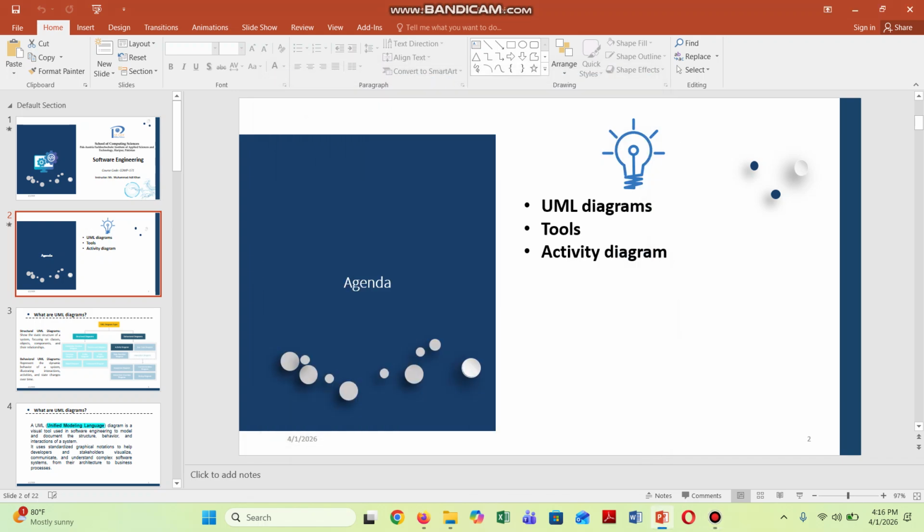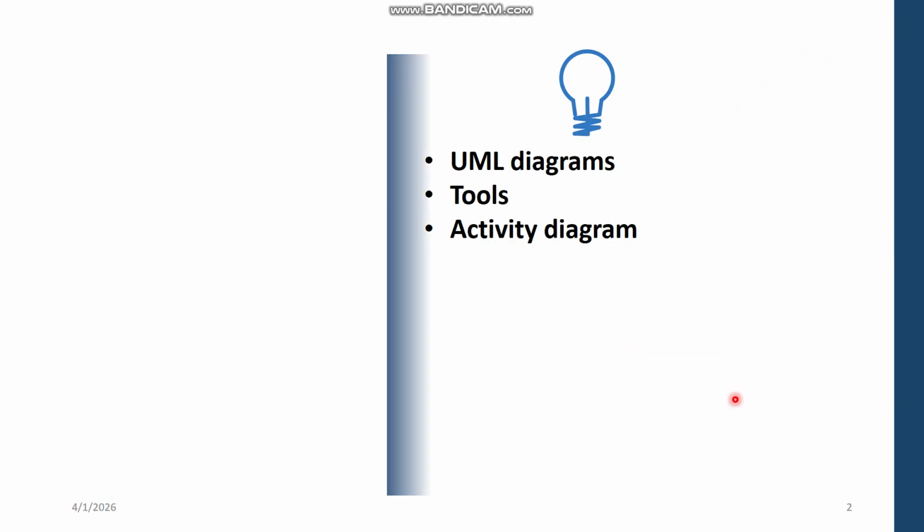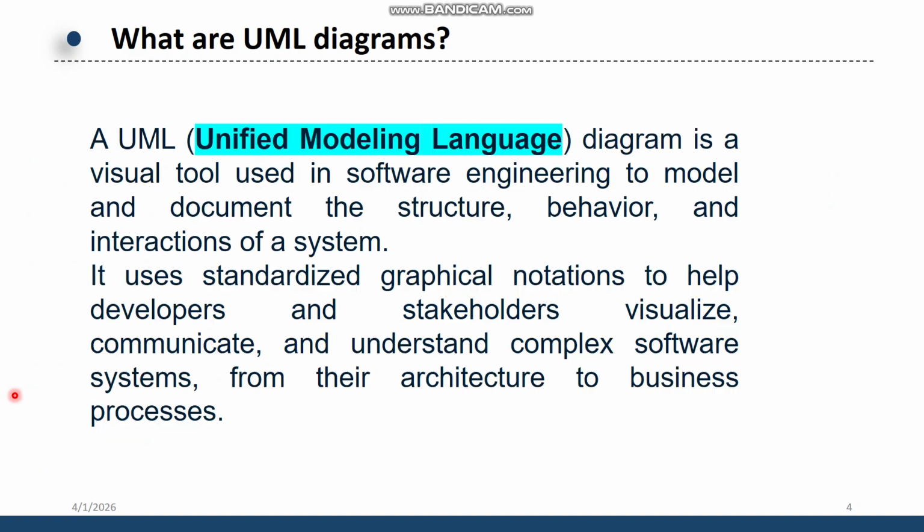So we'll be discussing UML diagrams, tools, and the activity diagram. We discussed that there are two types of UML diagrams. One is structural, which focuses on the structure of the system, including classes, objects, components, and their relationships. The other is behavioral, which represents the dynamic behavior of the system, illustrating interactions, activity, and state changes over time.